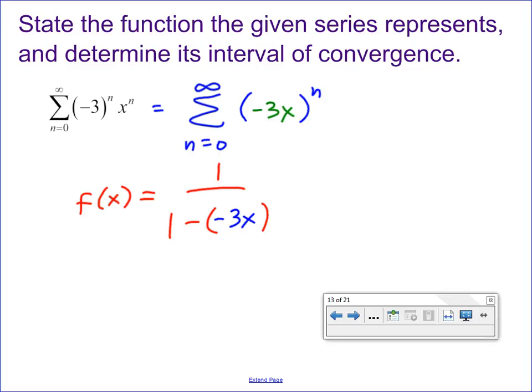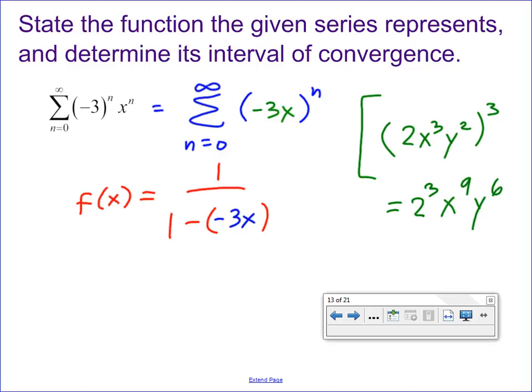Grace? Why is it not 2a? Oh, great question. So if you were going to take 2x cubed y squared, and cube it, who gets cubed? The 2, the x cubed, or the y squared? They all do. And my means for doing it is I do each one. 2 cubed, x to the 3 cubed, 9, y to the 6. So who got it? Everybody got it.